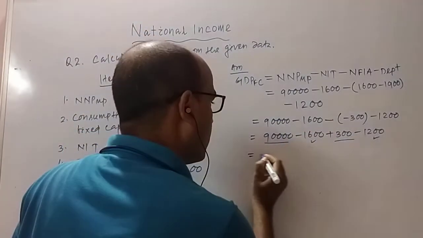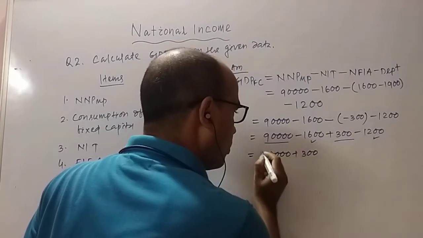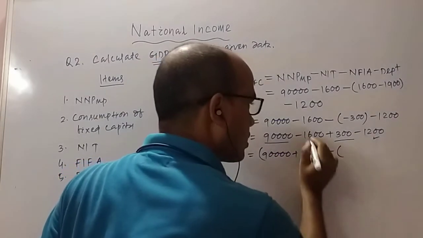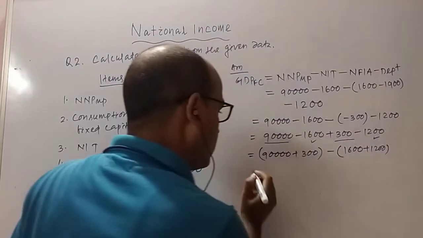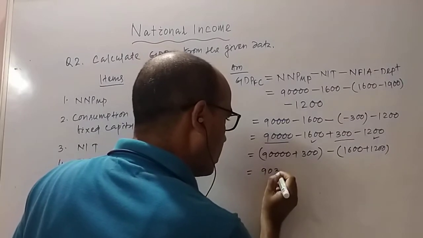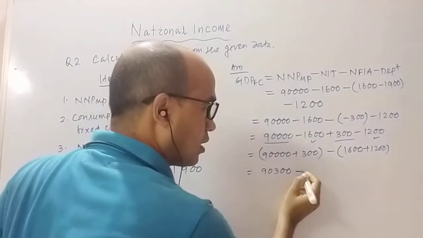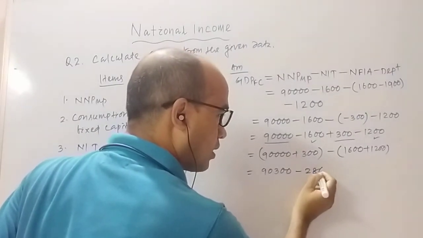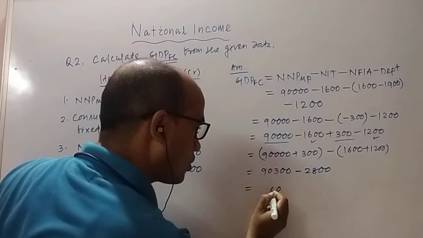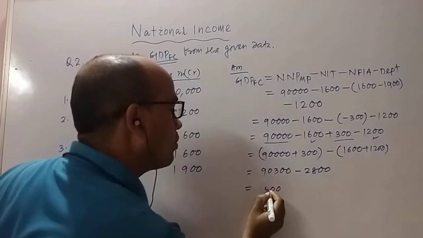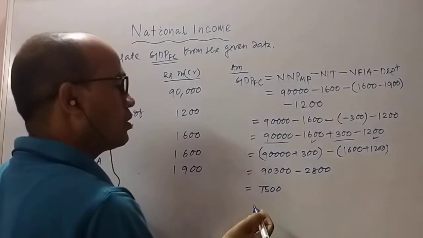Okay, now 90,000 plus 300, put in the bracket, after that put the minus, then write 1600 plus 1200. Then you find 90,000 plus 300, and how much is the other? Now it is 16, if you add this 2, you find 2200. Okay. Then you deduct this one. And 0, 0. 13 minus 8, 5 is there. 9 minus 2, 7 is there. And here is how much?